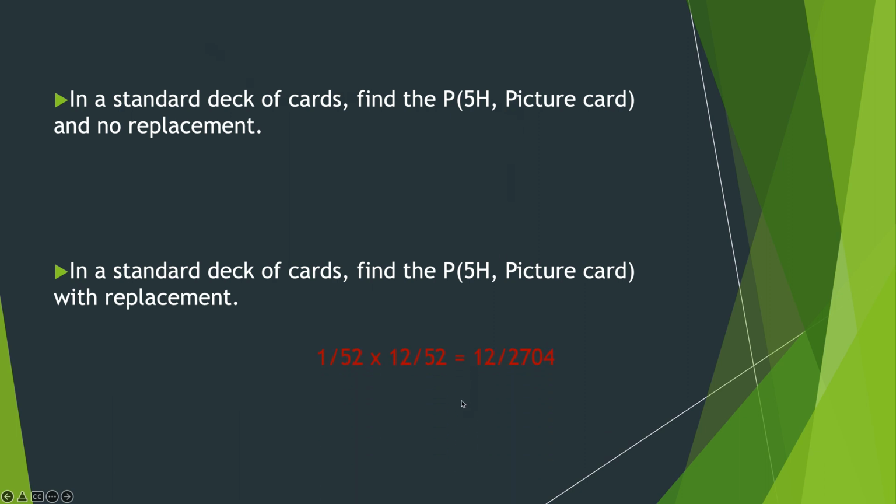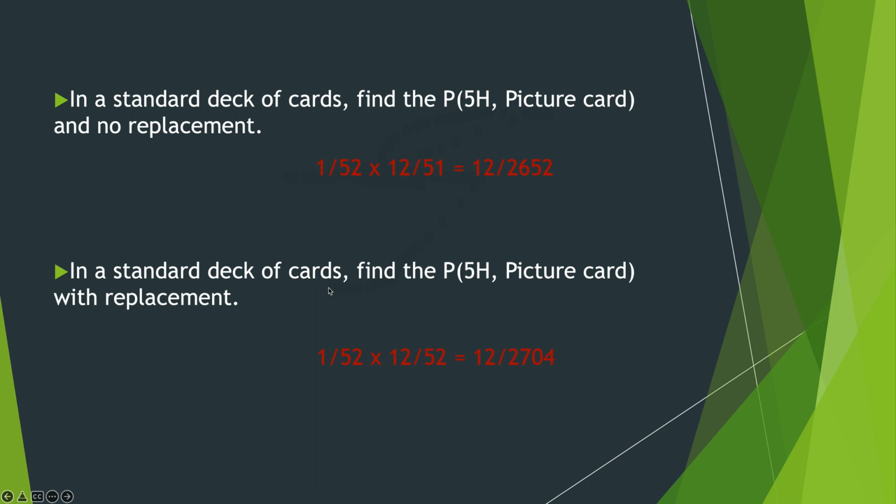So that would be 1 out of 52 times 12 out of 51. There's only 1 5 of hearts, and there are 12 picture cards, right? Jack, Queen, King, and there's 4 of each. Club, diamond, heart, spade. So 1 out of 52 times 12 out of 51 is 12 out of 2,652.